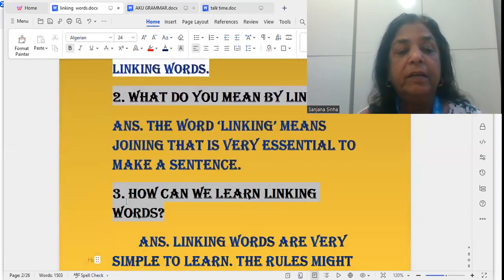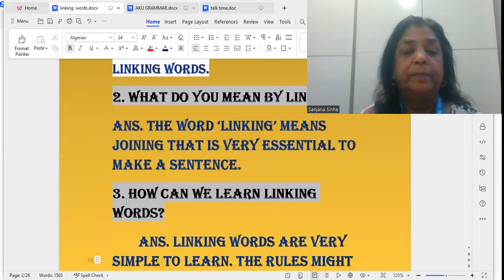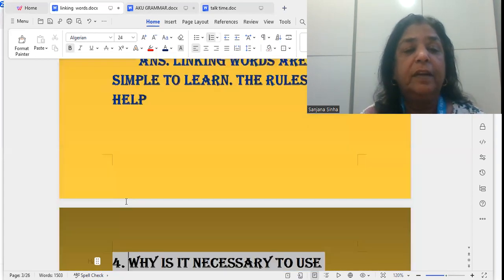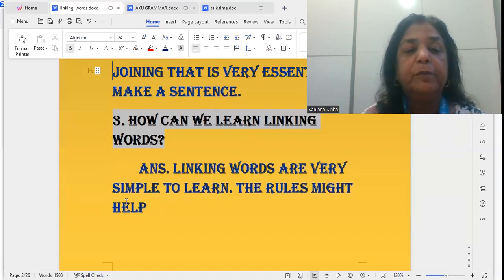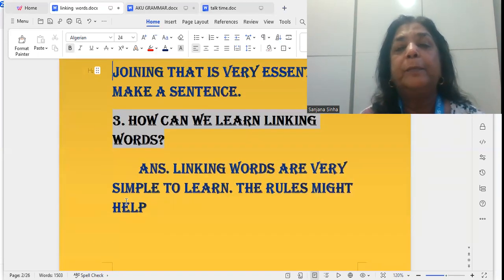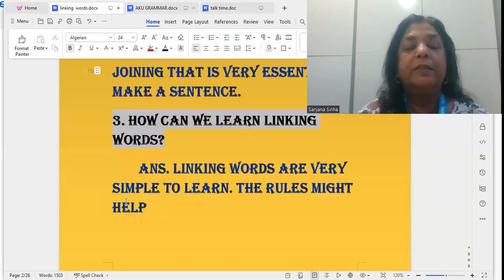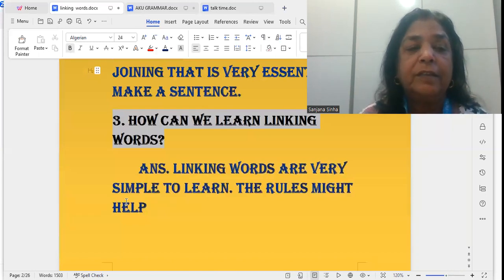How can we learn linking words? कैसे सीखेंगे हम? Very simple. The answer is linking words are very simple to learn. The rules might help. So learn the rules, and of course, you can also write or speak good English with the help of linkers.